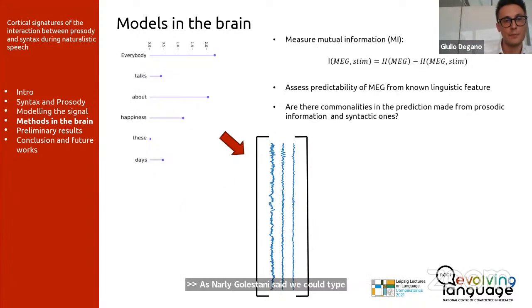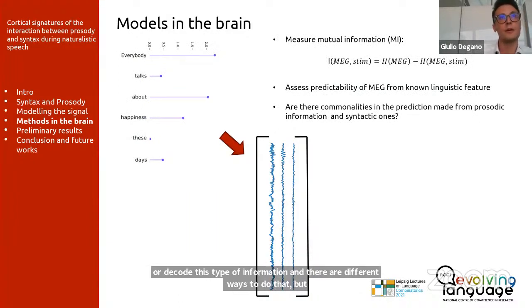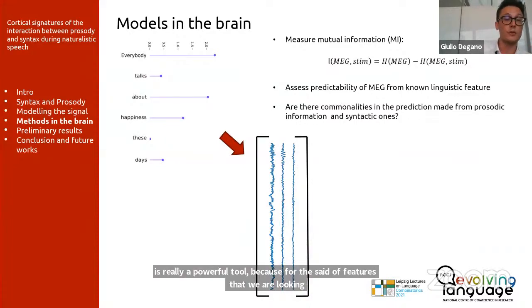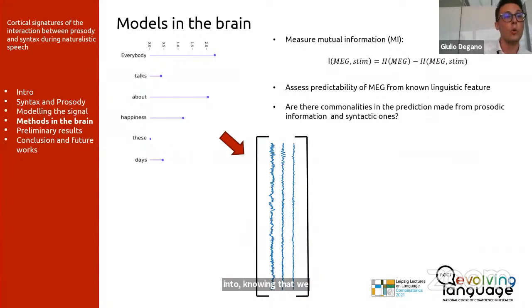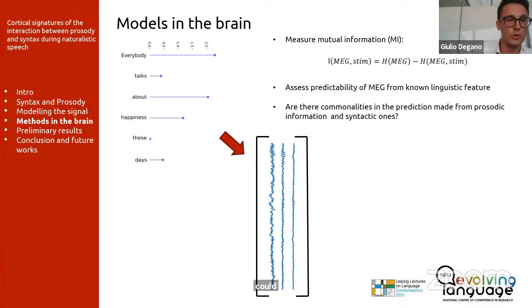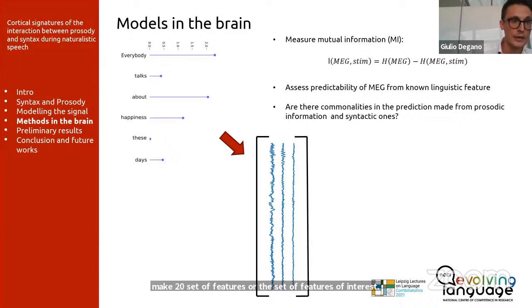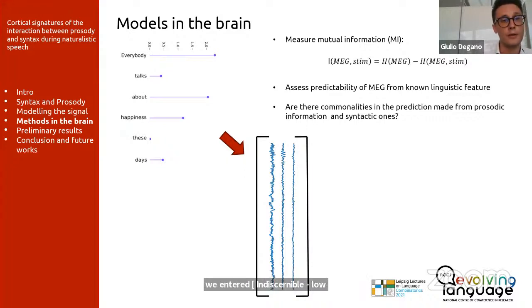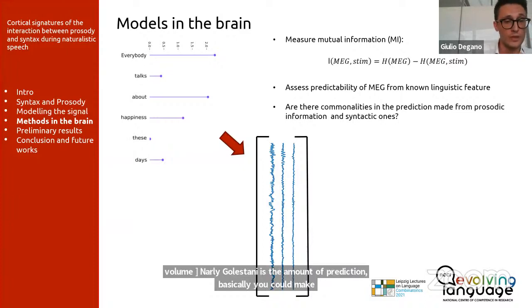As I previously mentioned, we decided to go with an information theory measure, which is mutual information. To some extent, I think it's a really powerful tool, because the mutual information is the measure of the prediction we can make knowing the set of features of interest. Here I report again the entropy of part-of-speech. So the mutual information between the entropy of part-of-speech and MEG is the amount of prediction that you can make about the MEG signal, knowing the entropy of the part-of-speech.